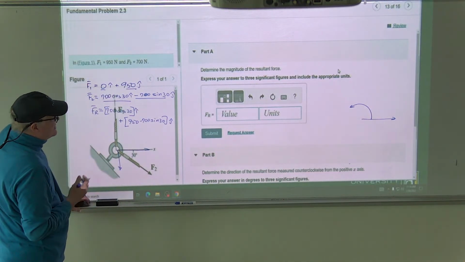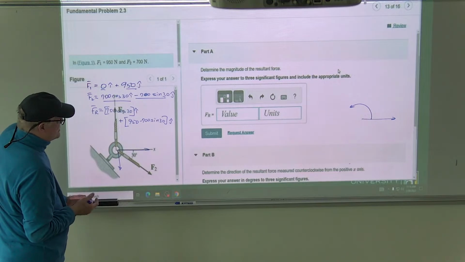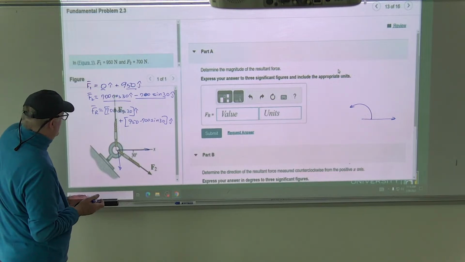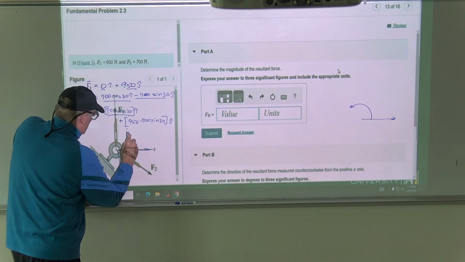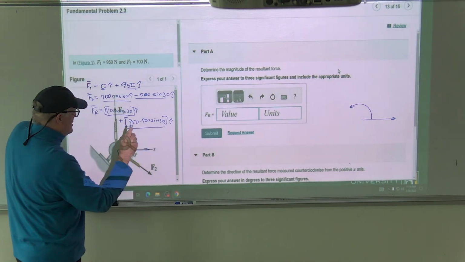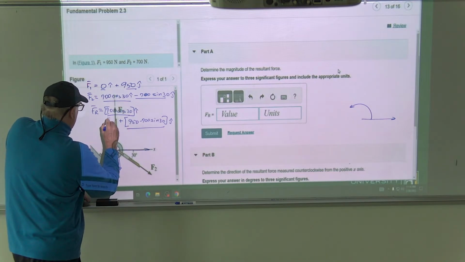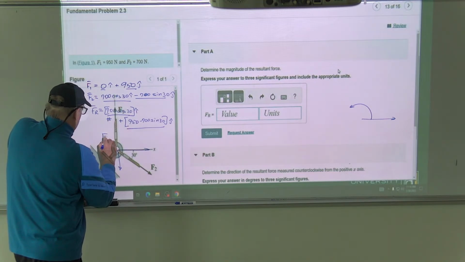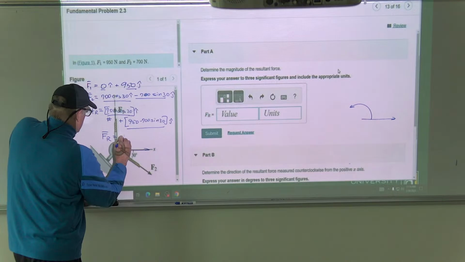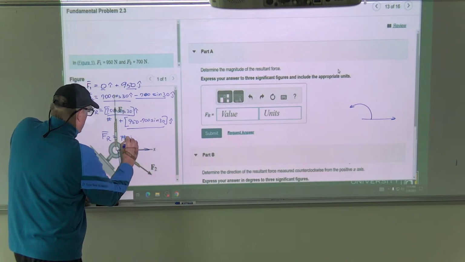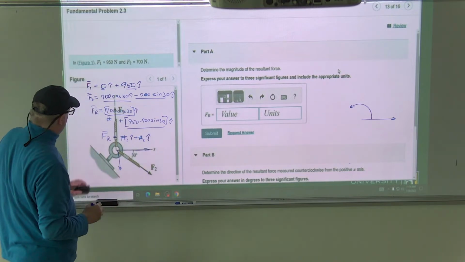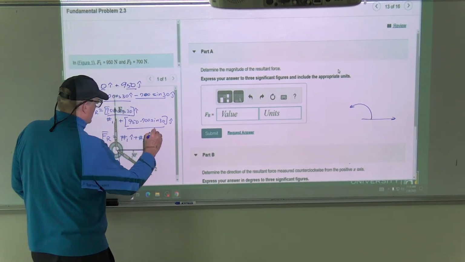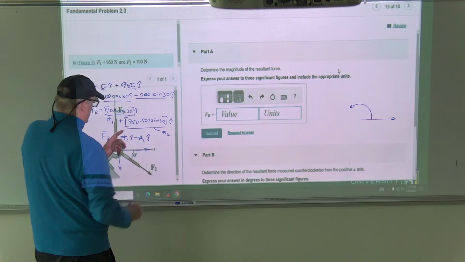So in that, this is the same situation. If you want to know the magnitude, you take that squared, add them together, and take the square root of them. So the resultant force will be number 1 i plus number 2 j. And this will be your number 1, and this will be your number 2. So you just calculate that.